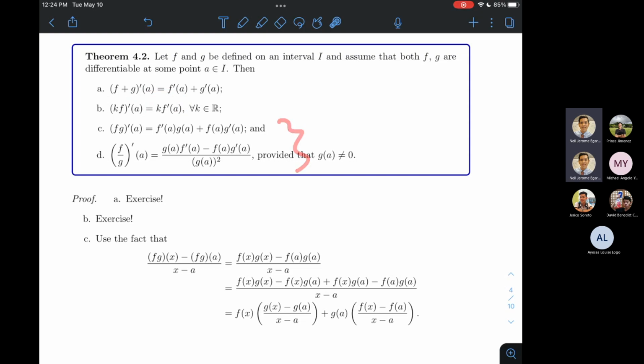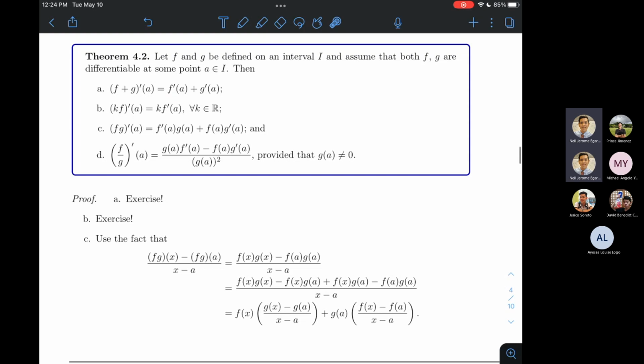Medyo nagkaiba nga lang sa derivative ng product at derivative ng quotient because we have what we call the product and the quotient rules. Ano? So ito yung hindi straightforward, yung relation between the derivative of the components with the derivative of the result of the operations. Okay. Now, the proofs that you have seen in Math 36 can be adopted for these proofs. Okay. So, pwede niyong balikan.